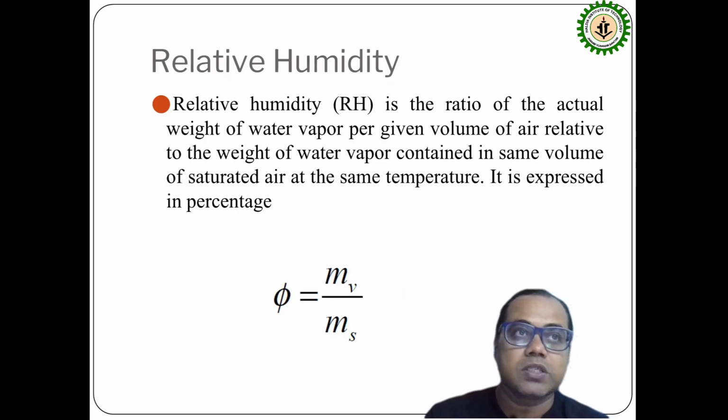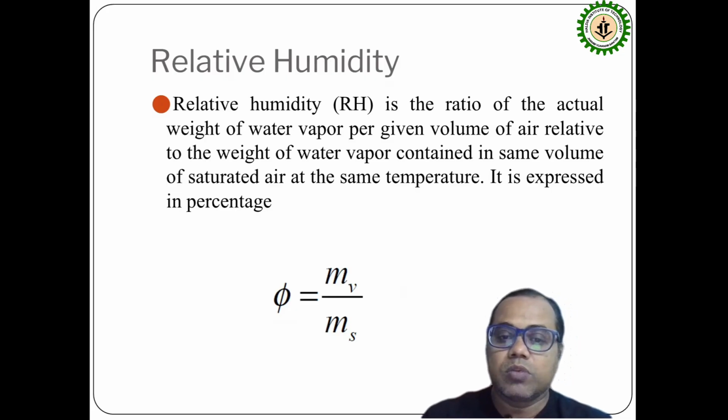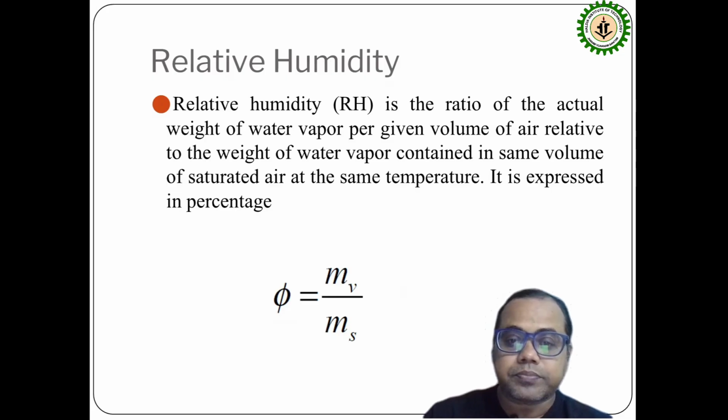Relative humidity we can express in percentage because it is the ratio of two masses or two pressures. Generally, suppose we say that today the relative humidity is 60% or 90%. What does it mean? It means that if we take 100 kg of dry air, whatever amount of water vapor it contains, compared to the saturation condition, the ratio will be 60%, meaning 0.6. This is known as the relative humidity.